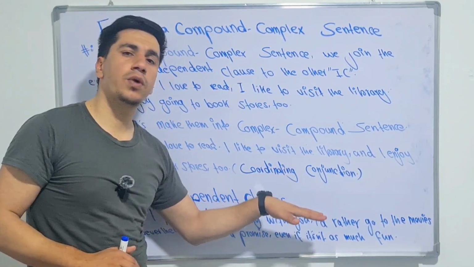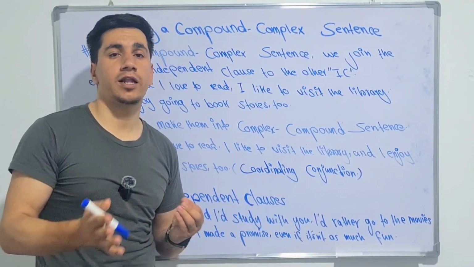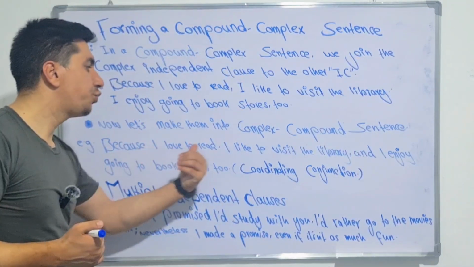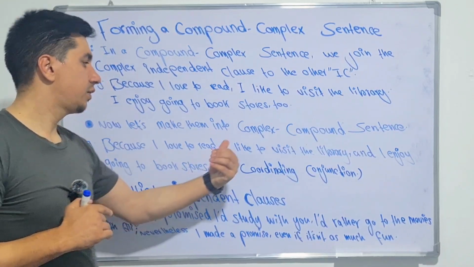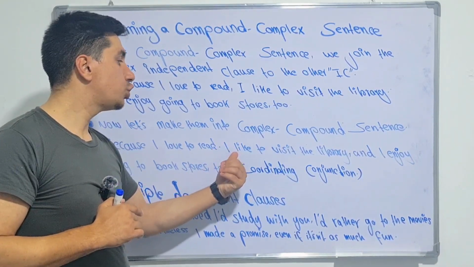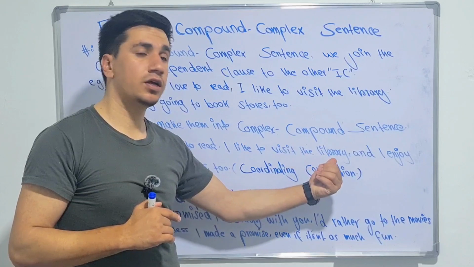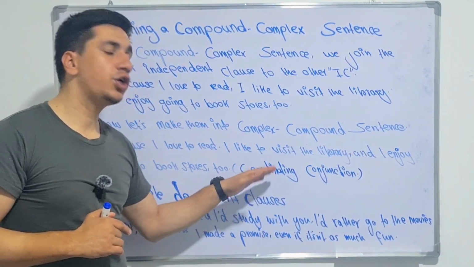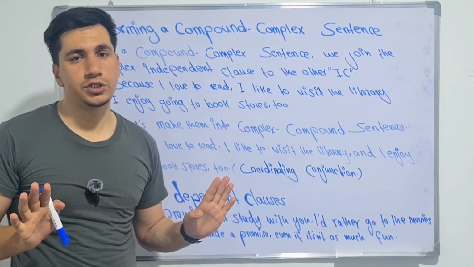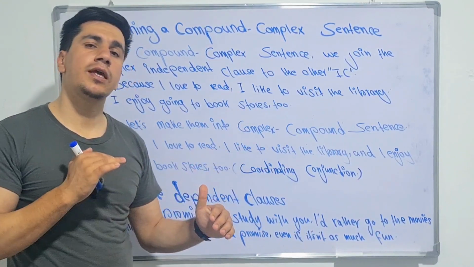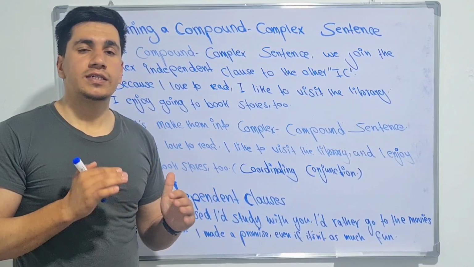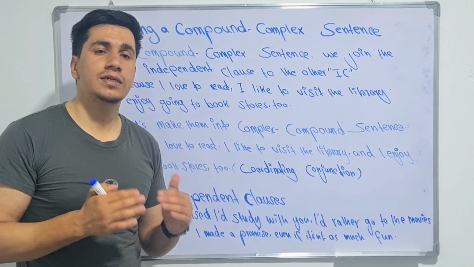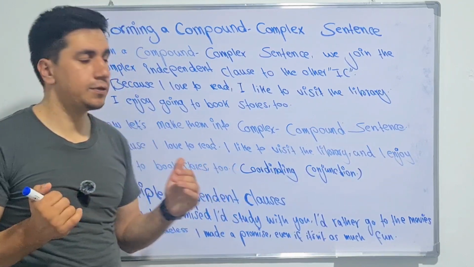So we can change this as well. We can add the correlative conjunction. How? Let's write here. Because I love to read, not only do I like to visit the library, but also I enjoy going to bookstores too. It is the correlative conjunction. Simple and easy. When we're using the correlative conjunction not only, the sentence is going to be changed into an inverted order. It's a little bit confusing, but you will certainly understand them well.